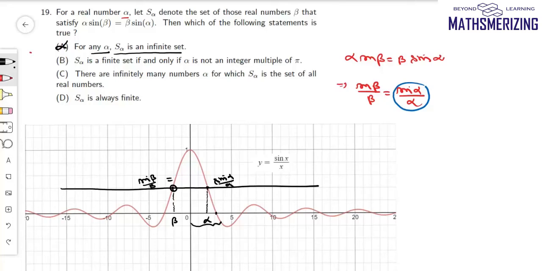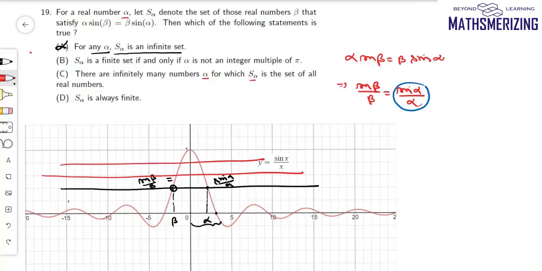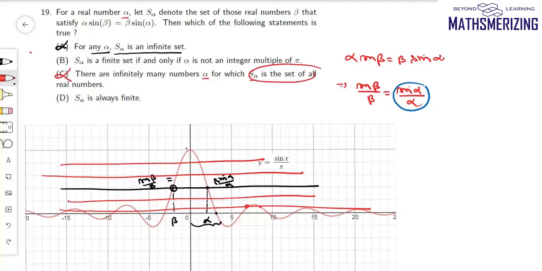So I'll come to option number C. Option number C says there are infinitely many numbers alpha for which S alpha is the set of all real numbers. So it doesn't matter wherever I put this line, I'll get these points of intersection, but then these points of intersection will never make the set of all real numbers. So that means option number C is also incorrect.